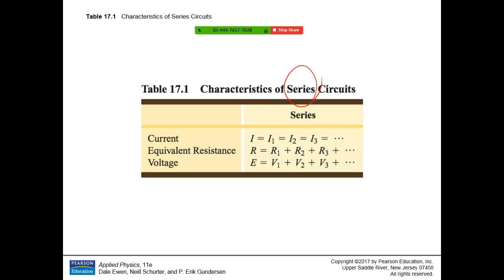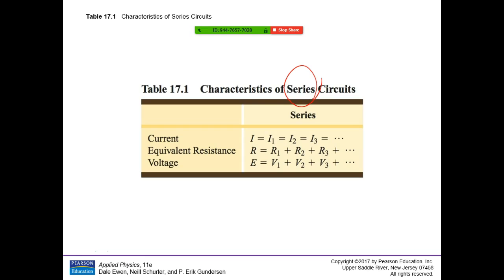Okay. And that ends 17.7. There are some problems here. I would do any of the odds 1 through 5 that are in the back of the book.